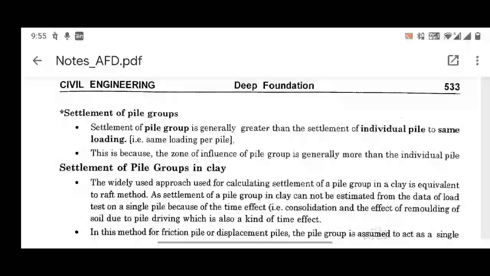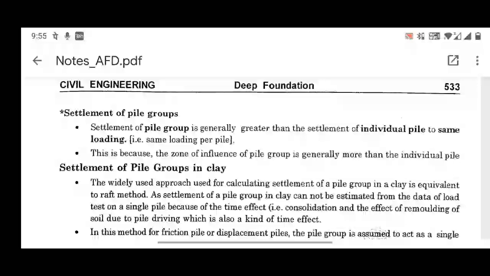Now, settlement of pile group is generally greater than the settlement of an individual pile for the same loading. If you place the same loading over the group and over the individual pile, it has been seen in numerous cases that settlement is greater than that of the individual pile for the same amount of loading, that is, the same loading per pile. This is because the zone of influence of a pile group is generally more than that of an individual pile.